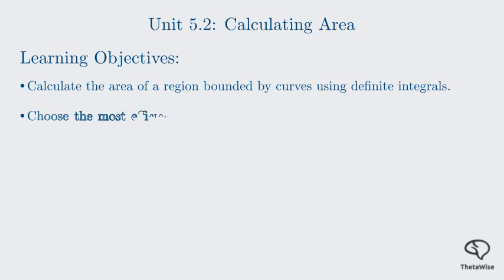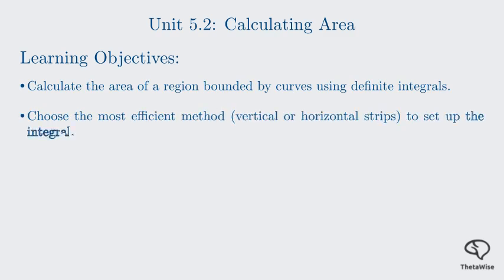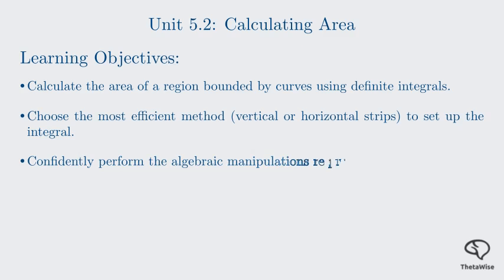Second, you'll be able to skillfully choose between vertical or horizontal strips to simplify your calculations. And third, you'll gain the confidence to handle the algebra required for these problems, including finding points of intersection and making variables the subject of an equation. Let's learn together. Our journey begins by revisiting a core concept you may have encountered in N5, calculating bounded areas.